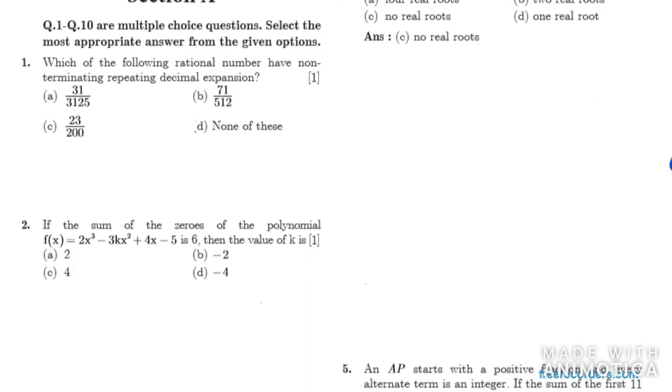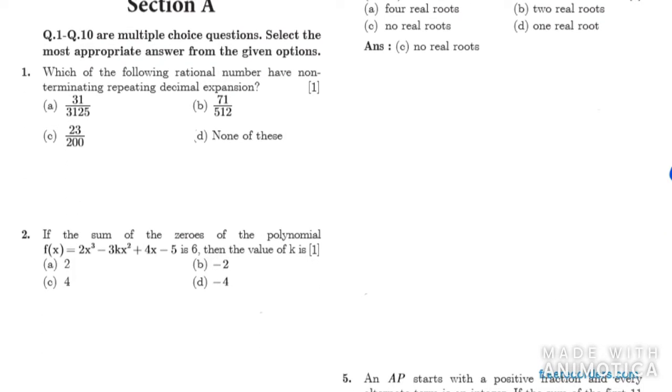So question number 1 is a multiple choice question. As you can see, which of the following rational number have non-terminating repeating decimal expansion? So we need to tell which one is the non-terminating. Non-terminating means the denominator should not have 2 raised to power m into 5 raised to power n values. So it should not be in the factor of 2 raised to power m and 5 raised to power n.